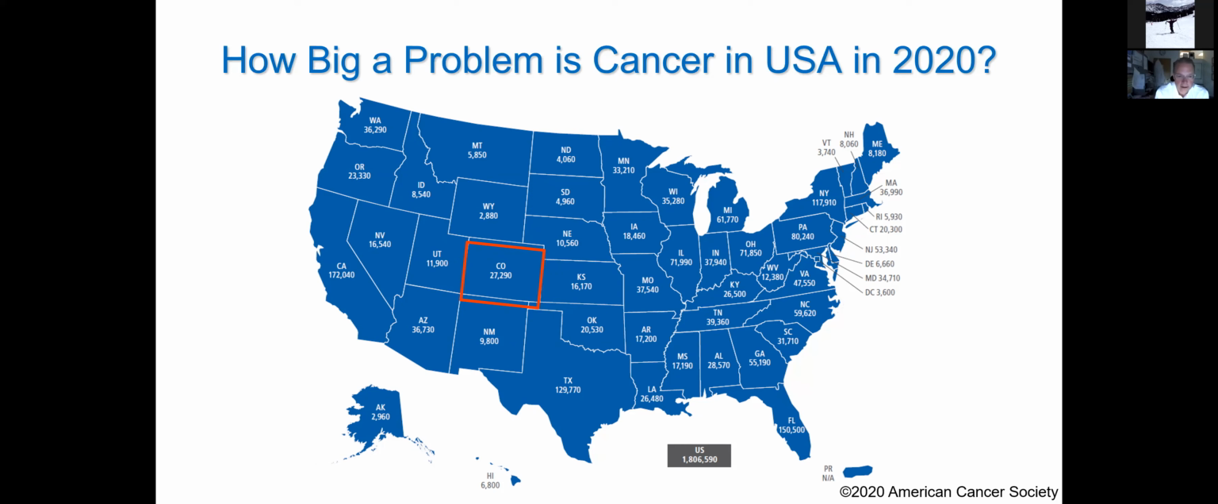You can see in Colorado in the middle, we have approximately 27,000 cases of cancer per year. Of course, if you compare us to a state like California, which is huge, they have 172,000 cases, and a smaller state like Wyoming only has 2,800 cases. So you can see how the case rate sort of mirrors the general population of the state.